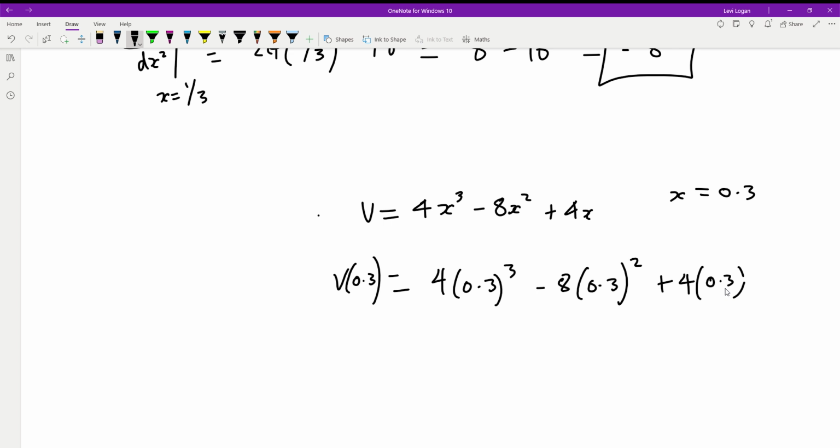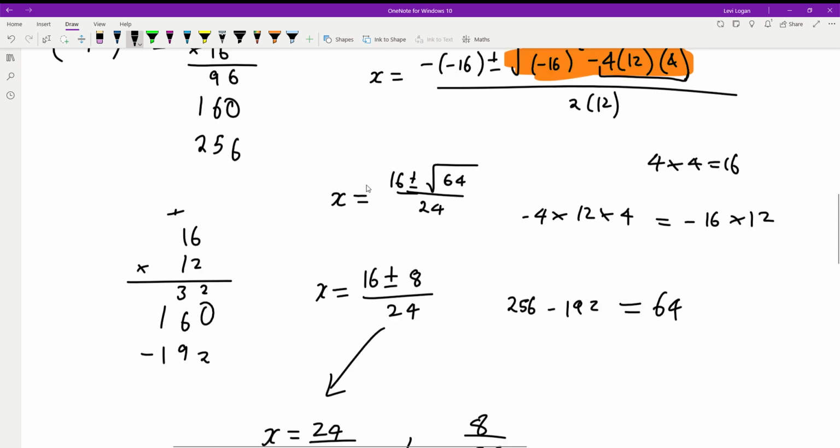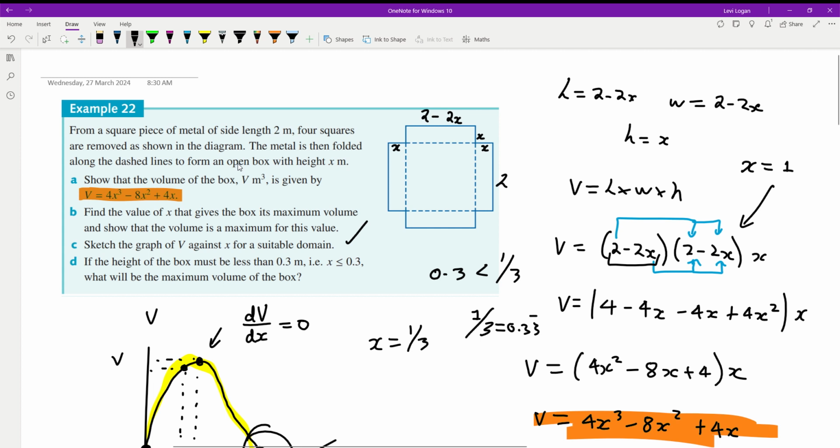Okay, so I'm just going to plug that in for you, so I'll give you a final answer for that. 4 times 0.3 cubed minus 8 times 0.3 all squared plus 4 times 0.3. So you get 0.588. That would be the maximum volume with this restriction if it can't be bigger than this, because a third is greater than 0.3, because a third is 0.33 recurring. Okay, but that's how you'd answer this particular question here.